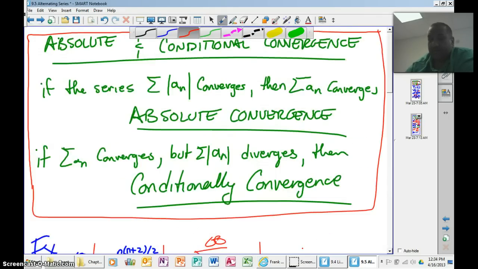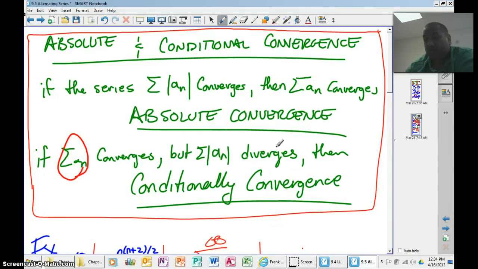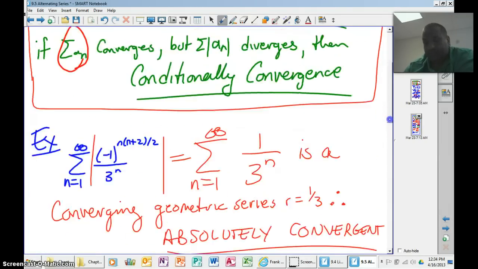Let's continue. Absolute and conditional convergence. If the series converges, then we say it's absolute convergence. So if we can do the absolute value of the series and get rid of the negative, and that's kind of what the alternating series does, we say it's absolute convergence. But if the regular series converges but the absolute value diverges, then it's conditional. Let me show you a couple of examples.